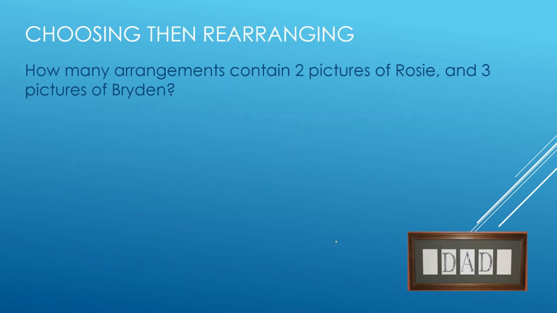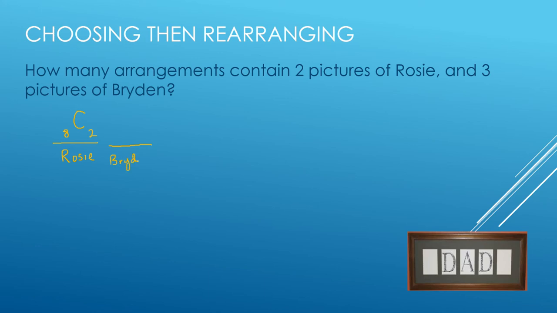How many picture arrangements contain 2 pictures of Rosie and 3 pictures of Bryden? In this question, we're going to choose the pictures to go in our picture frame, and then we're going to arrange them. So it's kind of a multi-layered problem. We're combining some tools we have. Let's think about this. First, let's choose the pictures to go in our frame. For the pictures of Rosie, we want 2 pictures. So of our 8 pictures of Rosie, we are going to choose 2 of them. Right now, we're only selecting the pictures to go in our frame.